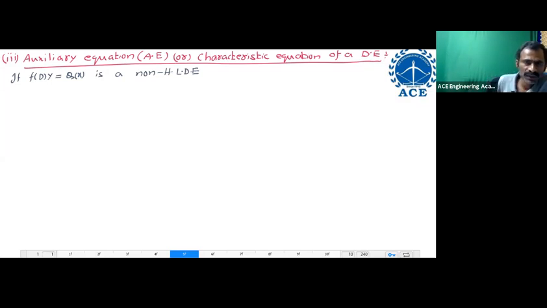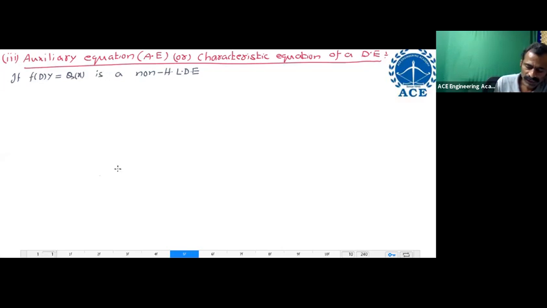In the first part of differential equations, the basic definitions, we have seen 8 definitions. Now we require all 8 definitions from here onwards. We should know linear, non-linear, homogeneous, non-homogeneous, order, degree, like this, all the definitions.